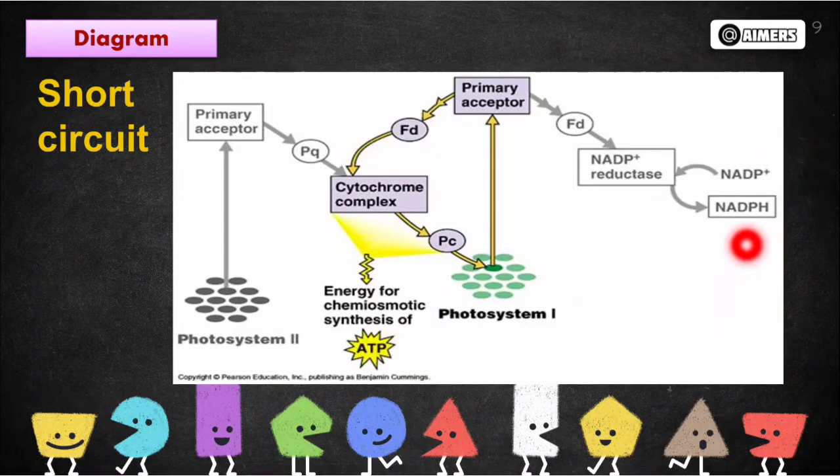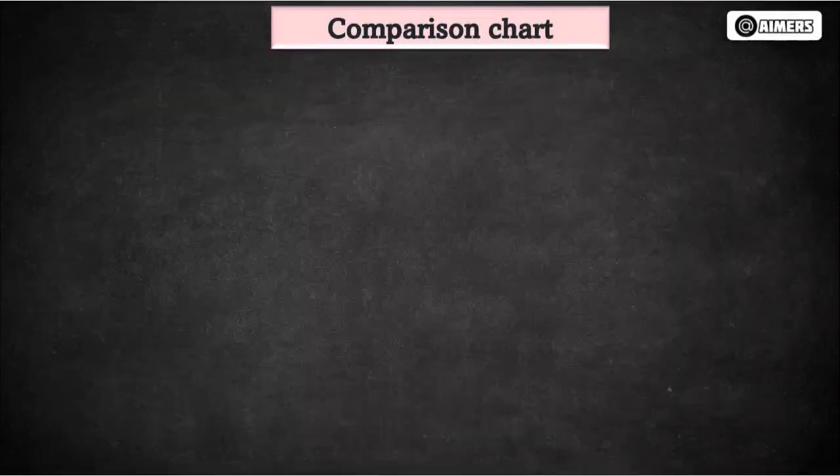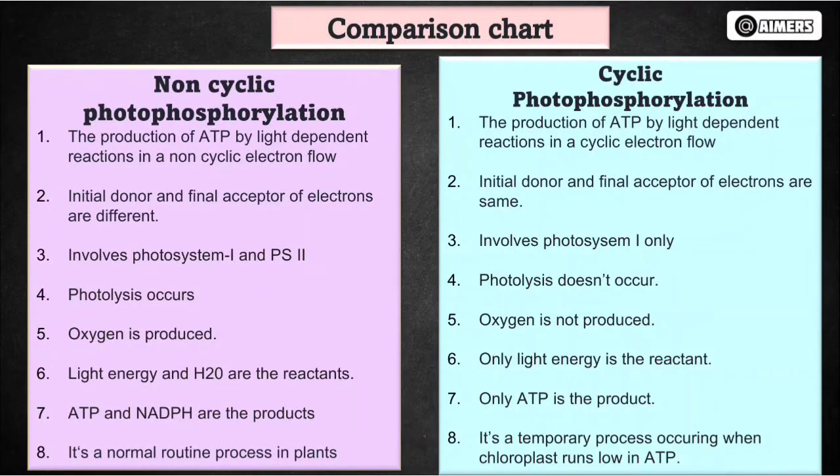Now I am going to compare both cyclic and non-cyclic photophosphorylation. So here is the comparison chart of both of the phosphorylations. Firstly, look at the non-cyclic photophosphorylation. The first point is its definition, which I mentioned in the lecture. The production of ATP by light-dependent reactions in non-cyclic electron flow is non-cyclic photophosphorylation, while the production of ATP in a cyclic electron flow is cyclic photophosphorylation. Now, the initial donor and final acceptor of electrons are different for non-cyclic. Electron is donated by photosystem II and then by water, and the final acceptor of electrons is NADP reductase to make NADPH.